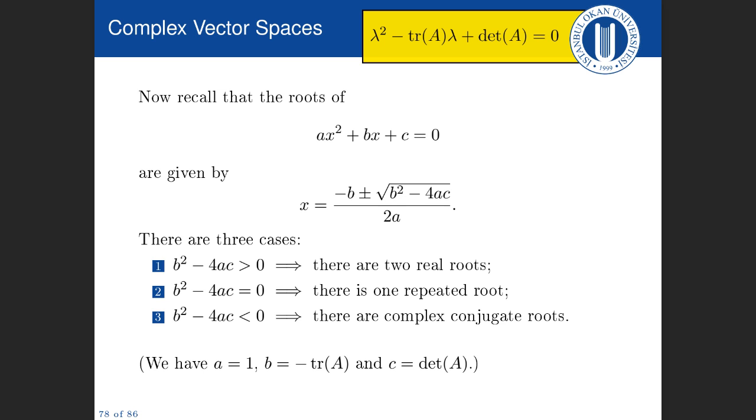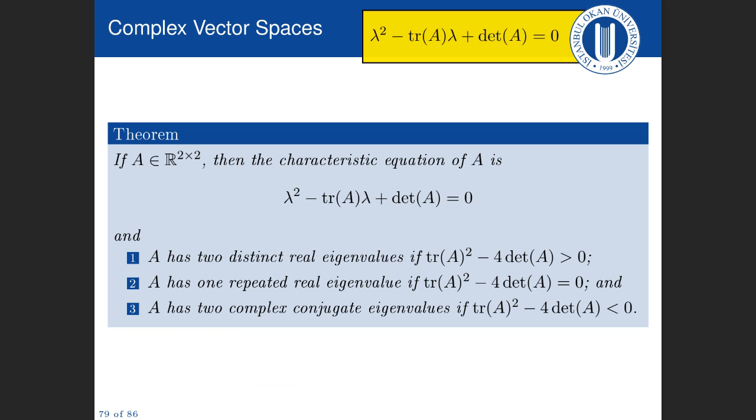We have a quadratic equation like this. For us, a is 1, b is minus the trace of A, so b squared is the trace of A squared, and c is the determinant of A. So we can say that a 2 by 2 matrix A has 2 distinct real eigenvalues if the trace of A squared minus 4 times the determinant of A is strictly positive. And that's the same as saying that the trace of A squared is bigger than 4 times the determinant of A.